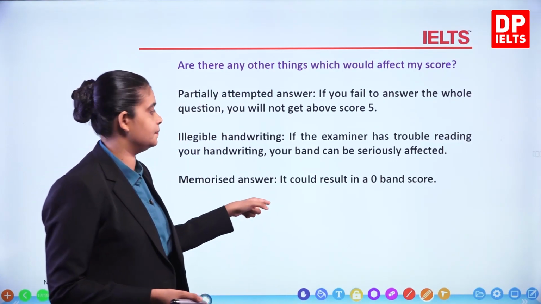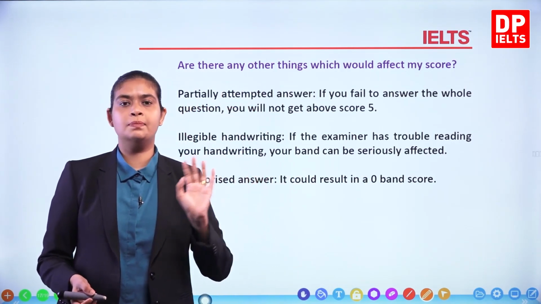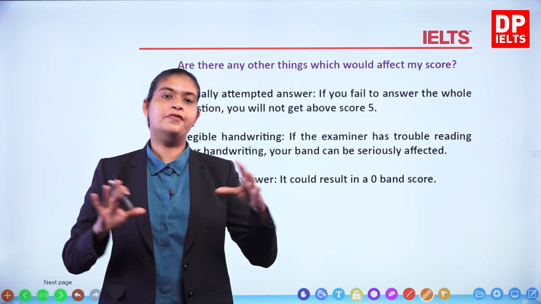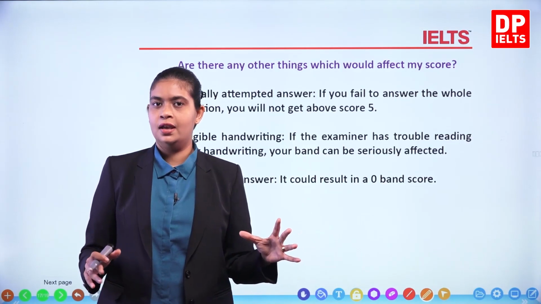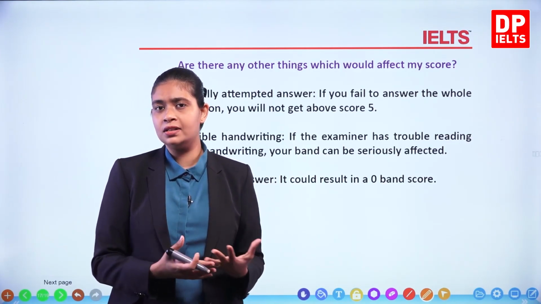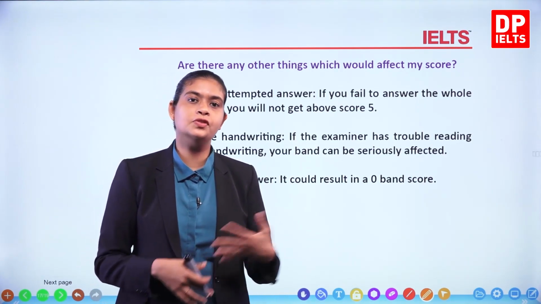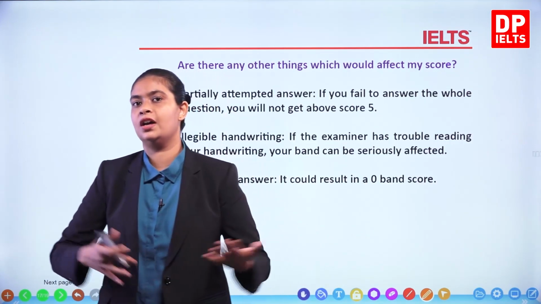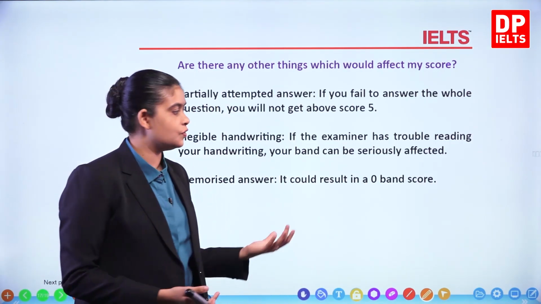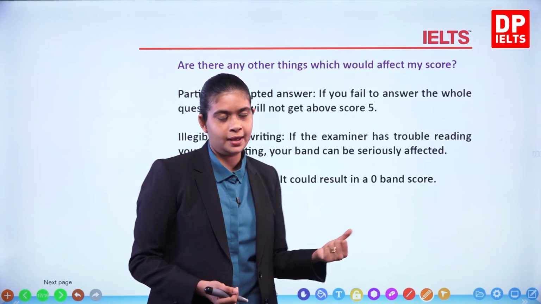Memorized answers? It could result in 0. Please do not memorize answers, phrases and things like that, okay? Some of you do memorize linking words, right? That's okay, but you need to know where to use it. Once you memorize it, the problem is you don't know where to use it and you start using it haphazardly. So memorizing could be problematic, okay?